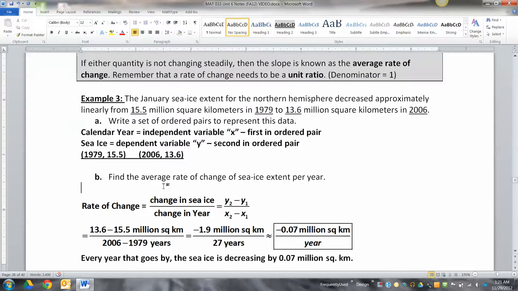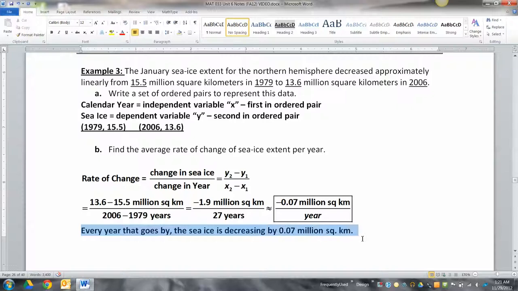So we left off here, and we had found that the sea ice had a rate of change of negative 0.07 million square kilometers per year. And I wanted to bring up the punchline of that, if you will. Actually, Steve wanted to, and I'm just his lackey here. That means that for every single year, the sea ice is decreasing by 0.07 million square kilometers. Notice it's decreasing. You can tell mathematically because it's a negative unit ratio here, a negative rate of change.